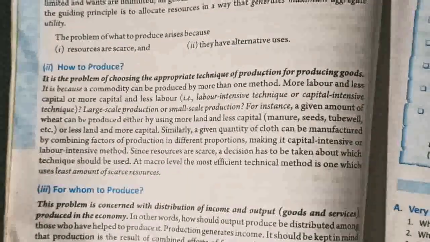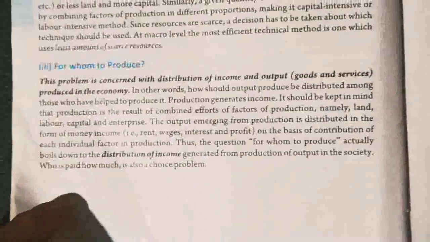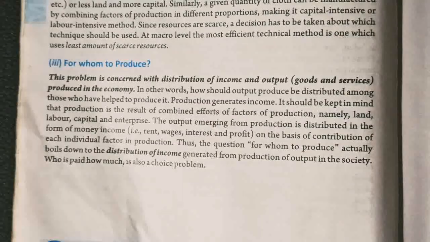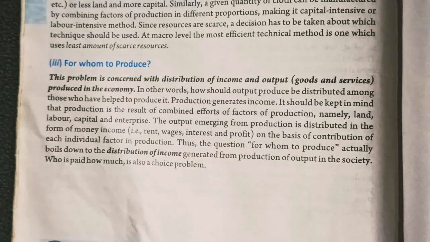And lastly, we have for whom to produce. Okay, in the first and second points, we have discussed what to produce and in what quantity, and how to produce, which means goods and services are already produced. But here, the last point, that is for whom to produce, means goods and services are already produced, but the question arises to which category of people they will distribute goods and services. Now, you see, before we go in detail, first you have to remember one thing.